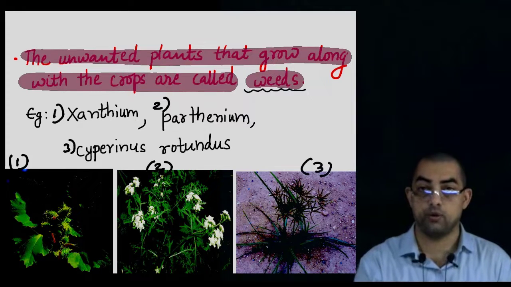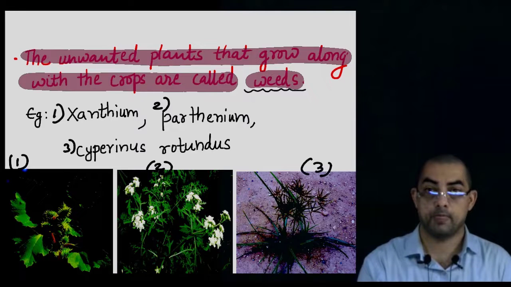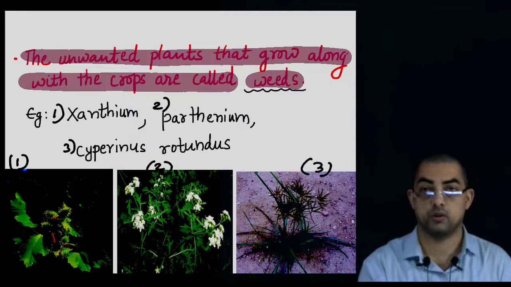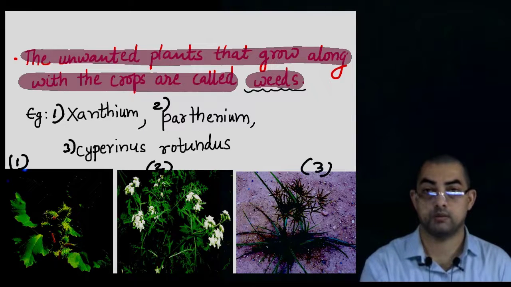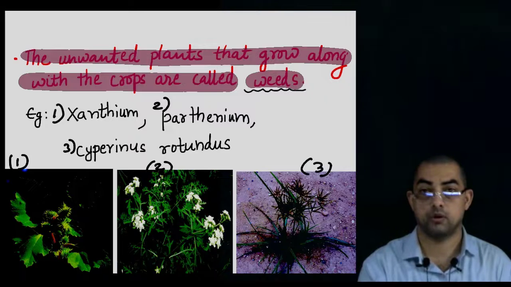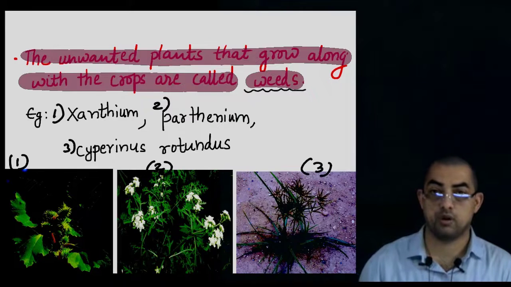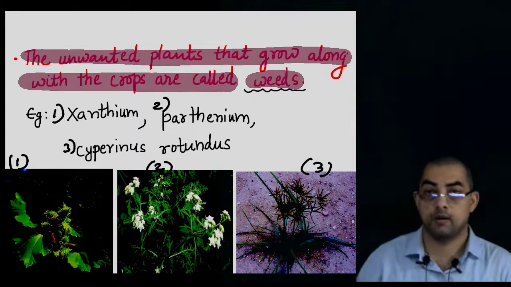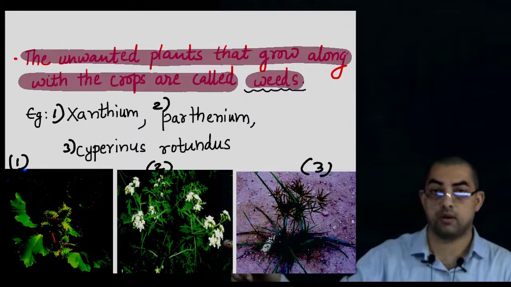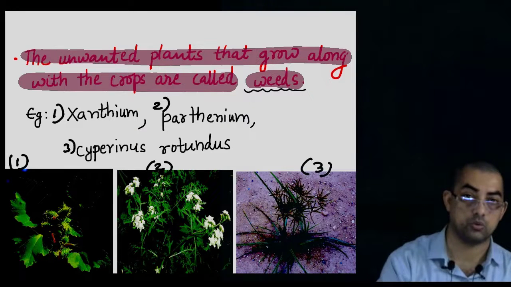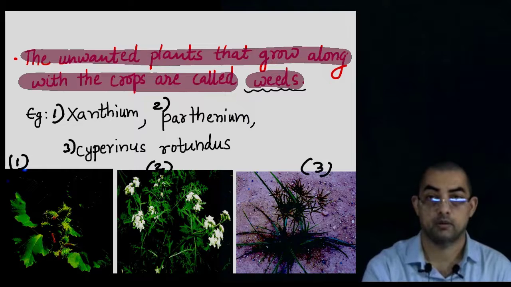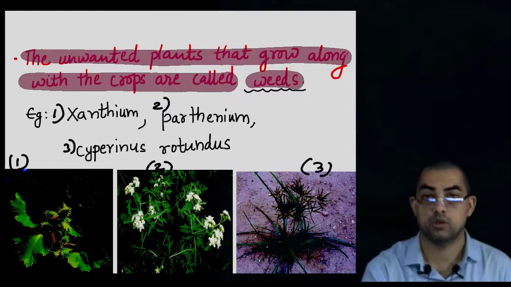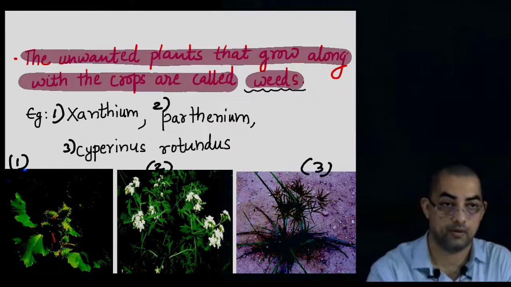We have got three beautiful examples of weed over here. The first one over here is called xanthium. The second one is the parthenium. And the third one is Cyperus rotundus. So we have got three of them. The last one is the xanthium. The middle one over here is called the parthenium. And this over here is called Cyperus rotundus. So these are the names of three weeds.